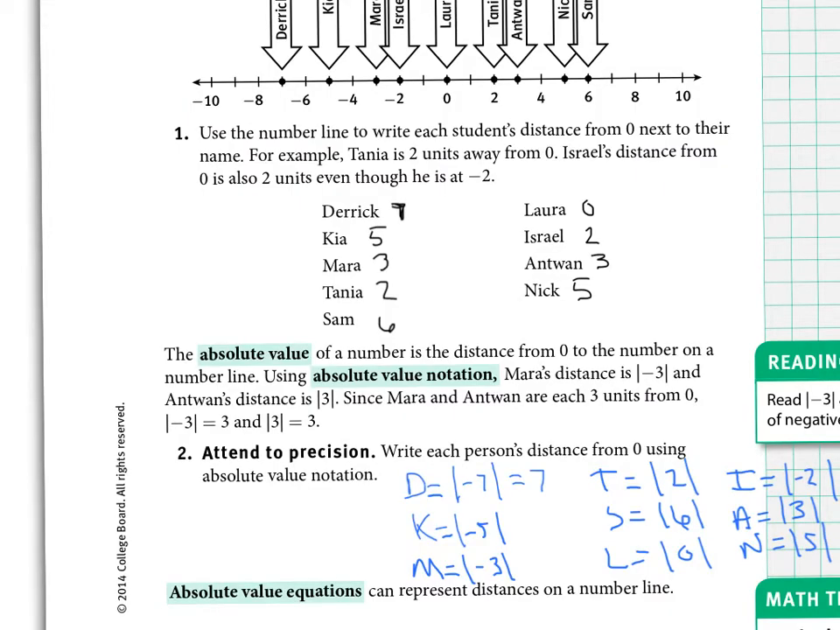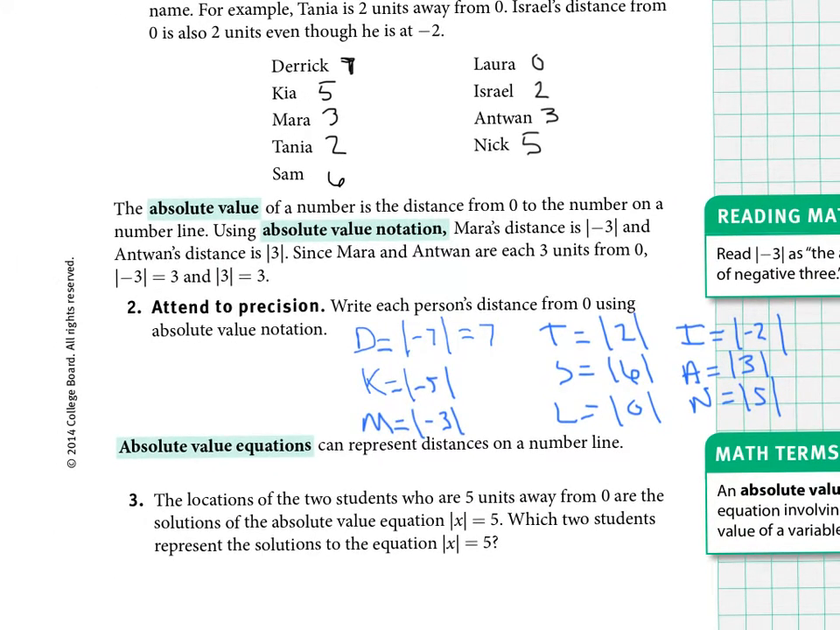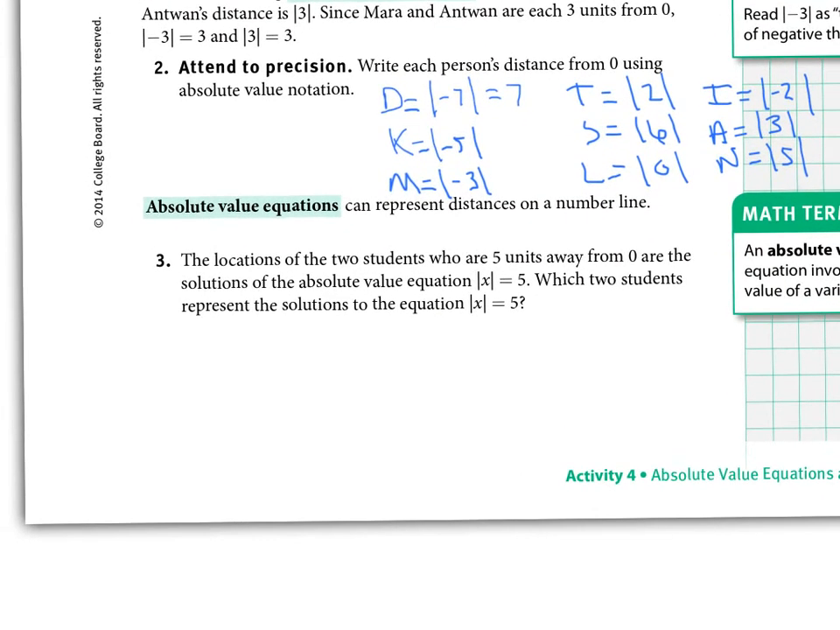Okay, there are your answers. These are all the ones you should have gotten for Derek, Kia, Mara, Tanya, Sam, Laura, Israel, Antoine, and Nick. It's all of their absolute values at whatever position they are on the number line. All of their distances would be positive values. Now we're going to go down to number 3. The locations of two students who are 5 units away from 0 are the solution to the absolute value equation |x| = 5. Which two students represent the solution of the absolute value equation |x| = 5?